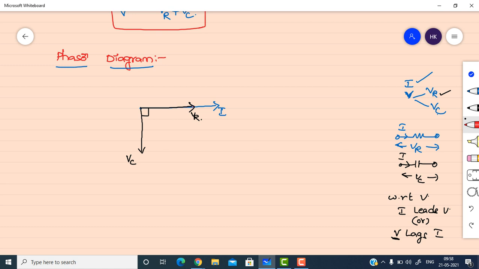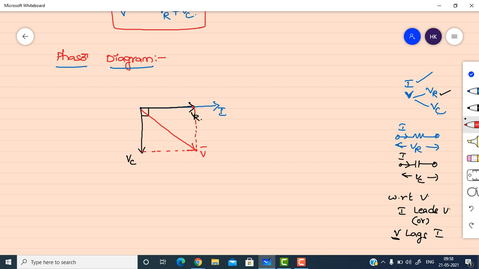To get the phasor sum from VR, draw a line parallel to this VC, and from VC draw a phasor parallel to VR. Now those two are meeting at this point, and this is your resultant voltage V. So this is the phasor diagram, that's it.